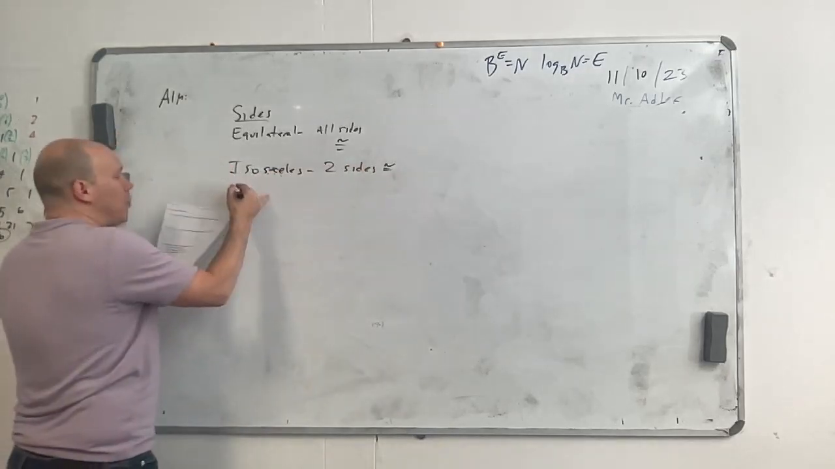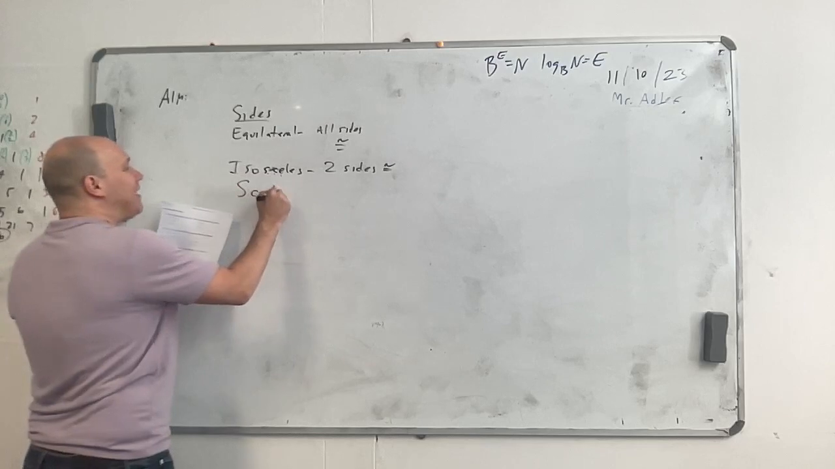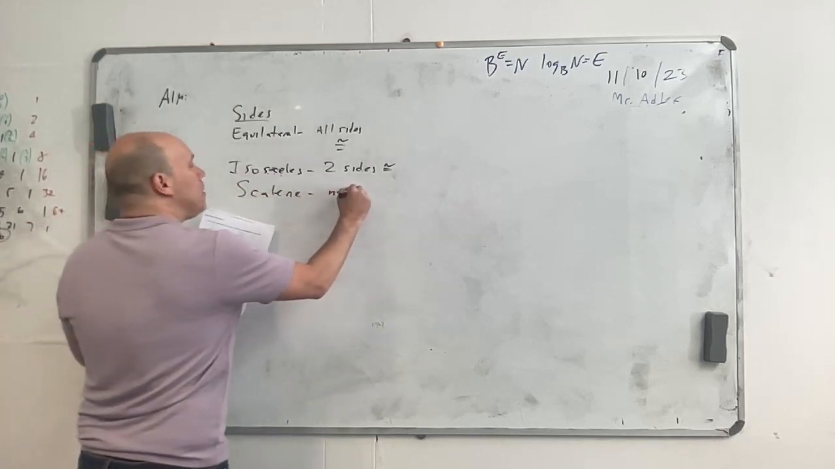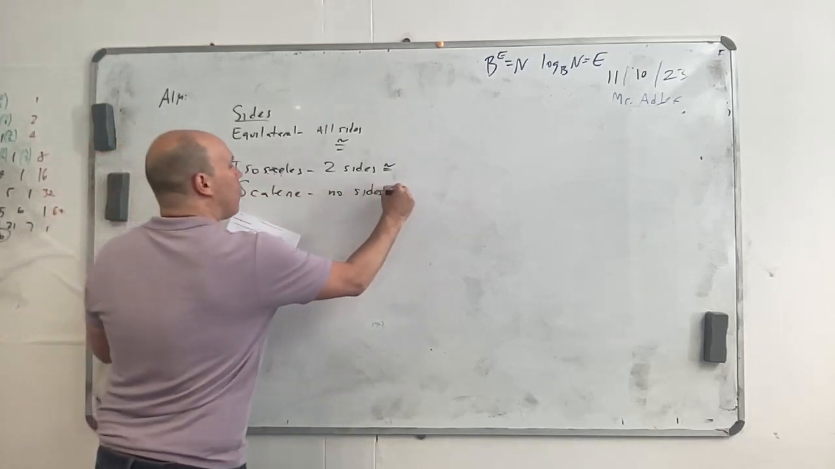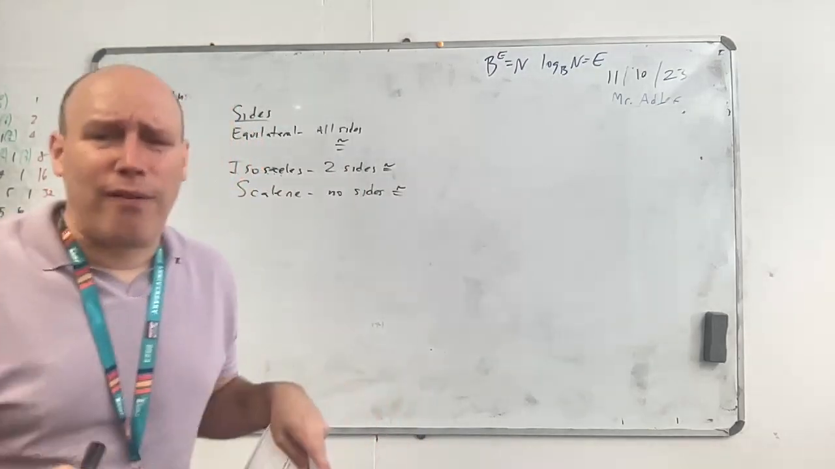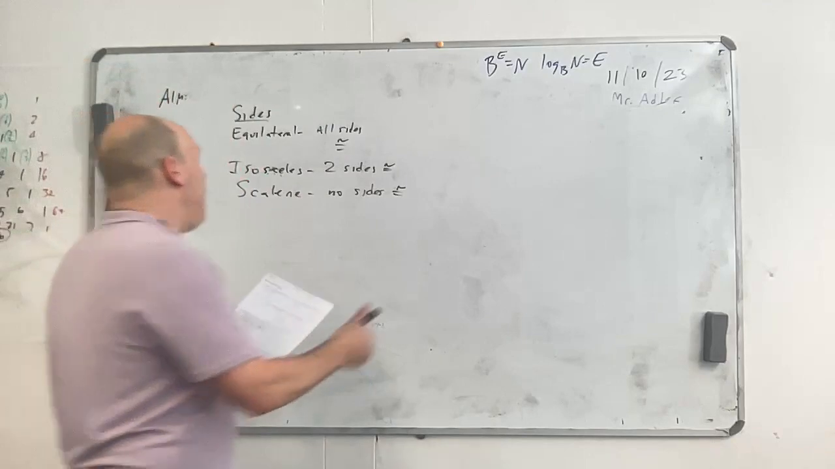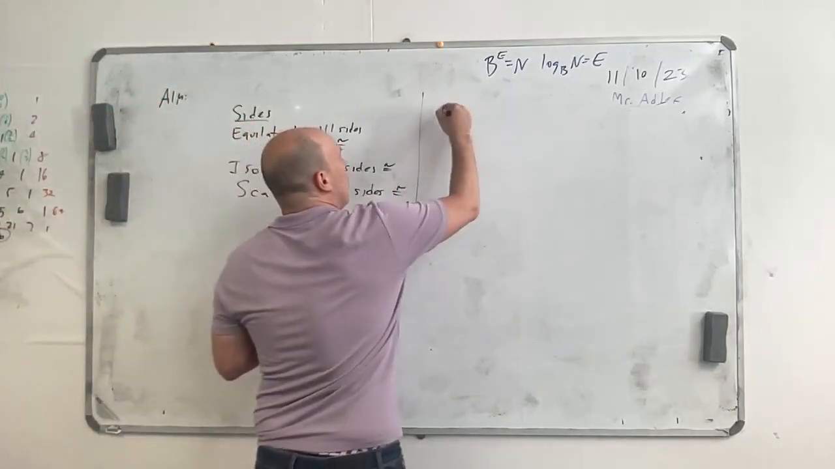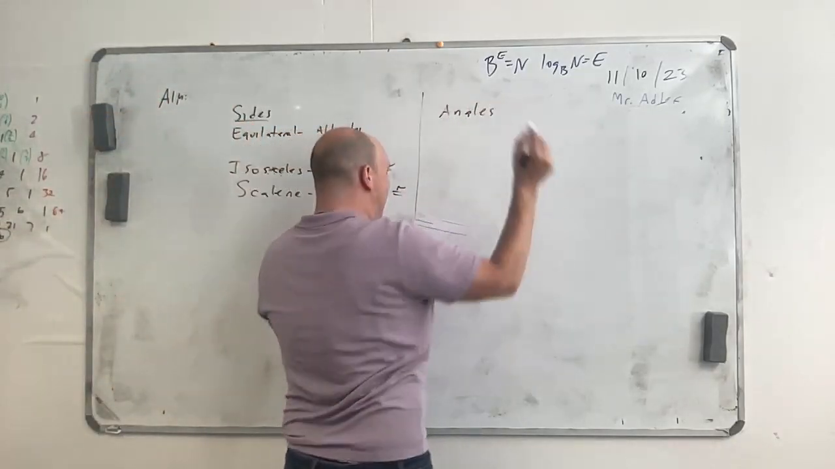And then the last triangle we're interested in is something called the scalene. No sides are congruent. No big deal. We see it a lot, like Pythagoras triangles 3, 4, 5. That's a scalene. But let's talk about classifying triangles based on their angles.